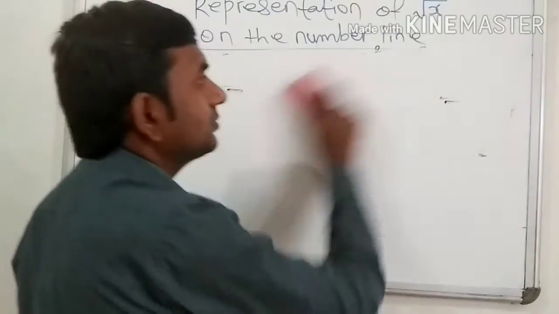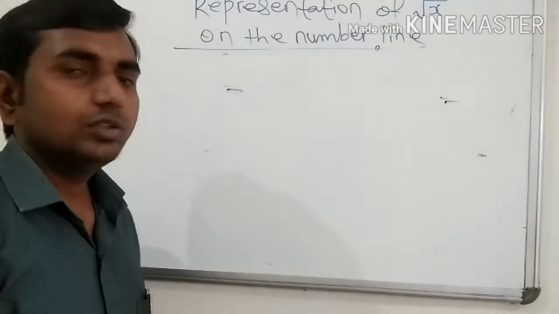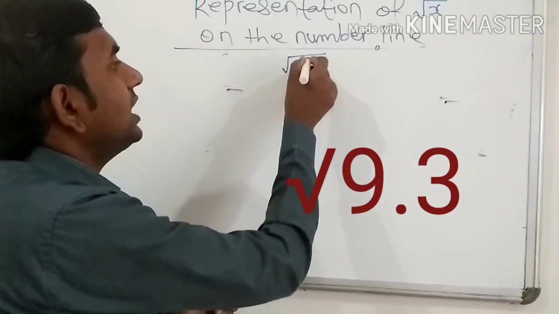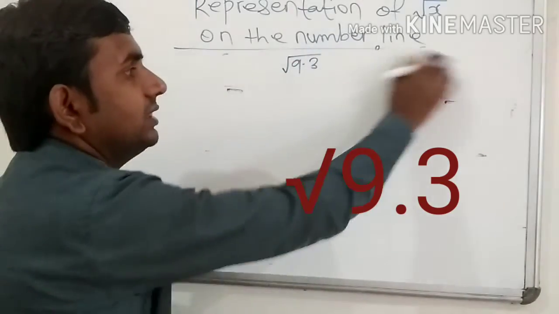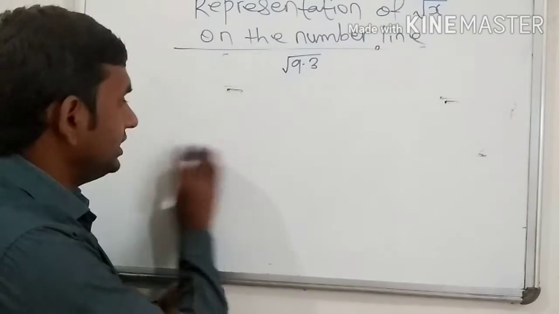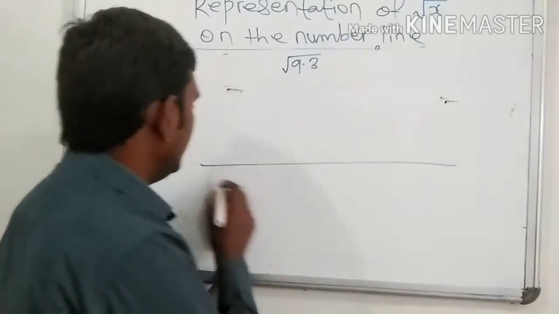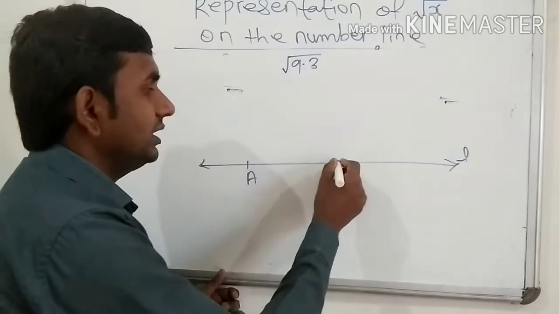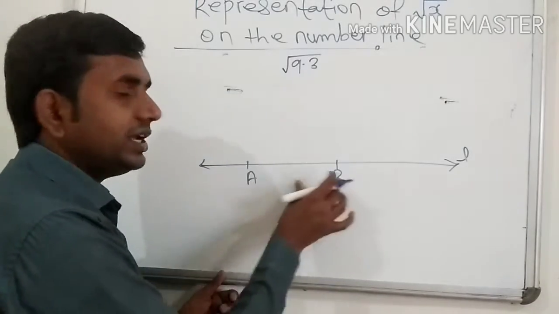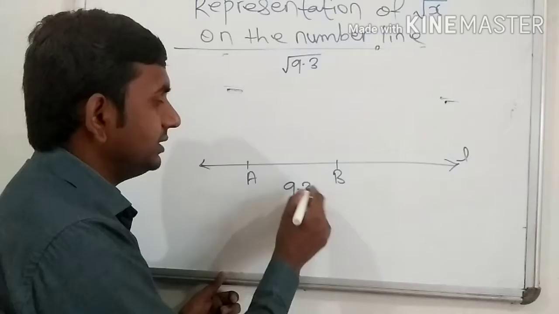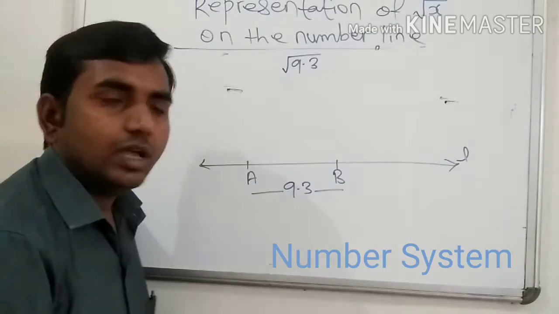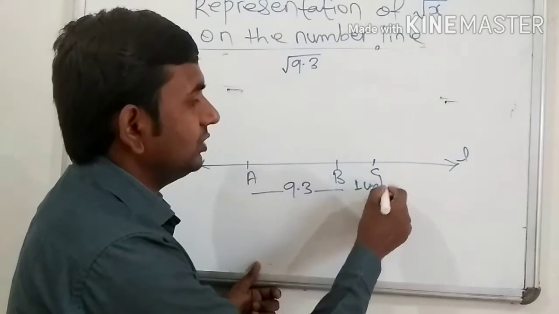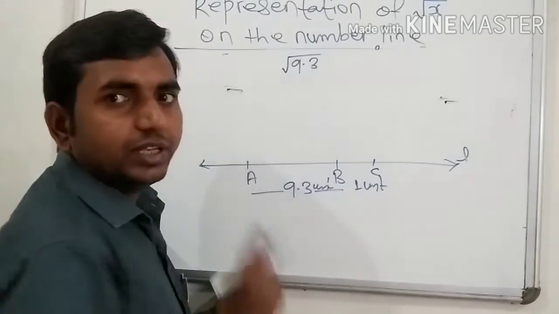Such as, if we want to represent under root 9.3 on a number line, how will we represent it? For this, we have to take a number line L. Here we write A and B, where AB is equal to 9.3 units. Now we have to take a point C, where BC is equal to 1 unit, next to the 9.3 units.